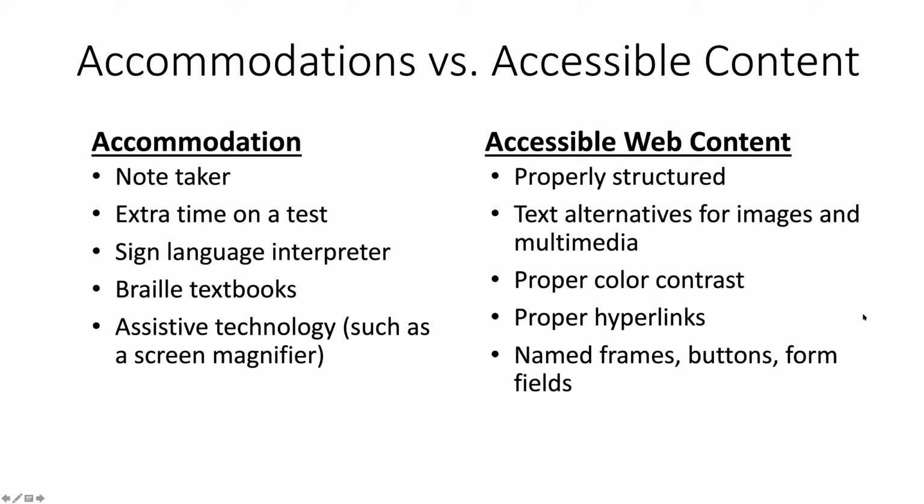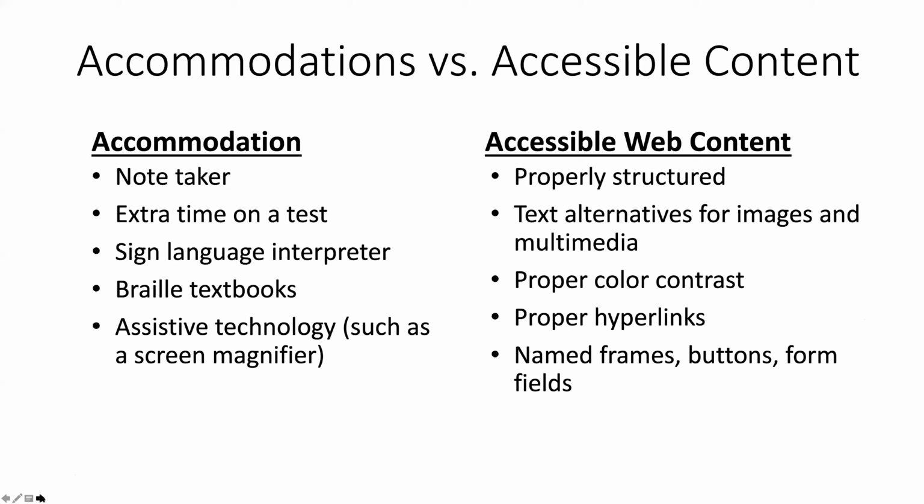Accessibility is the instructor's responsibility. That's having properly structured content, having alt text for images and multimedia, having good color contrast, hyperlinks that are meaningful, named frames and buttons on your website, form fields that are labeled, sort of that semantic HTML as they call it. So that's the accessibility part of things. Accommodation is separate.